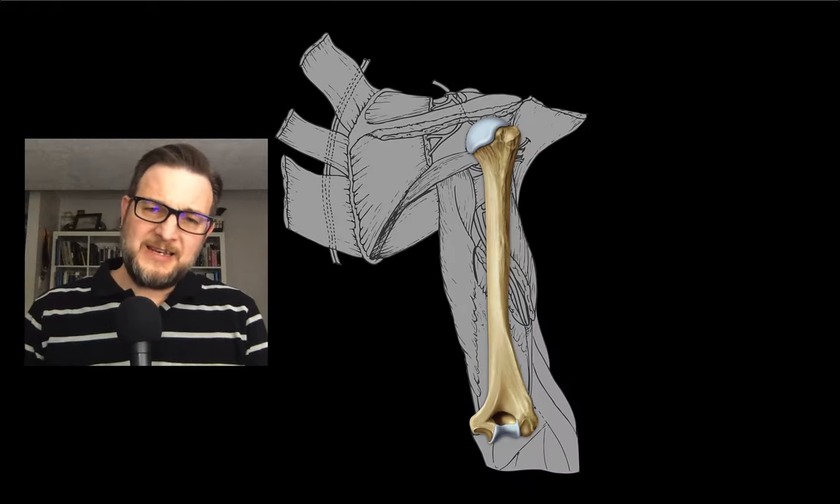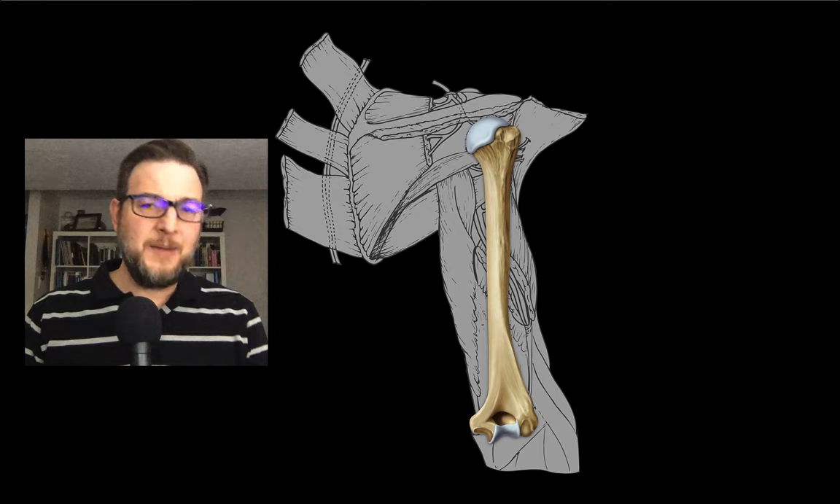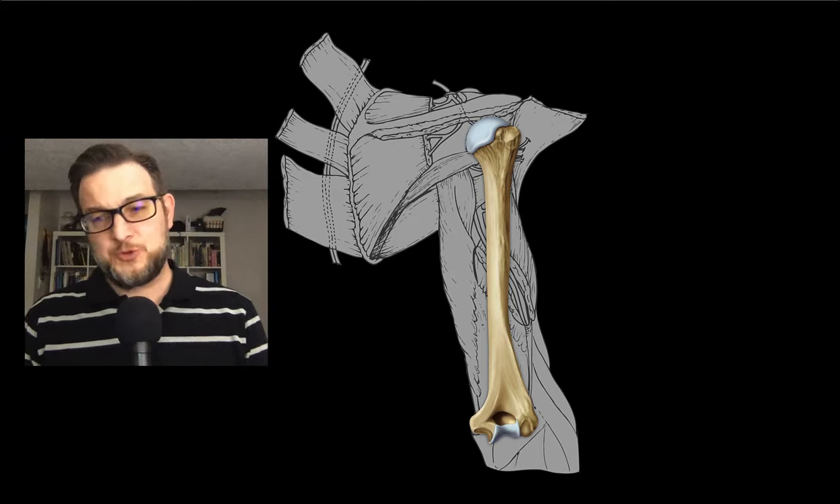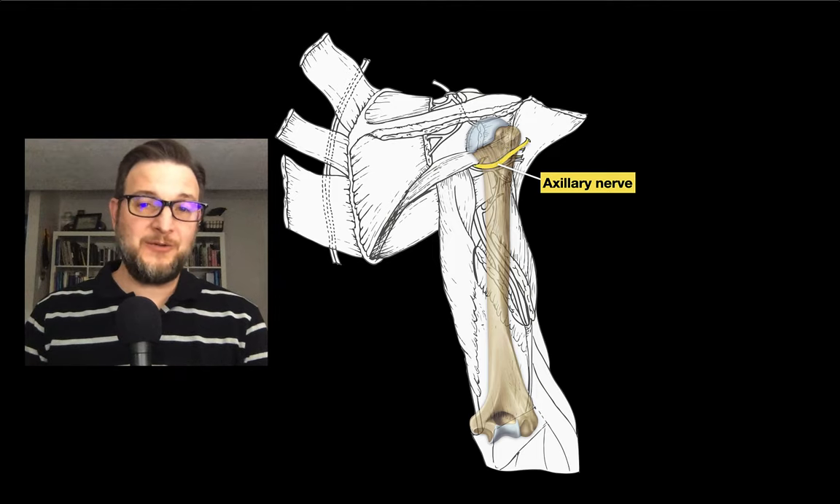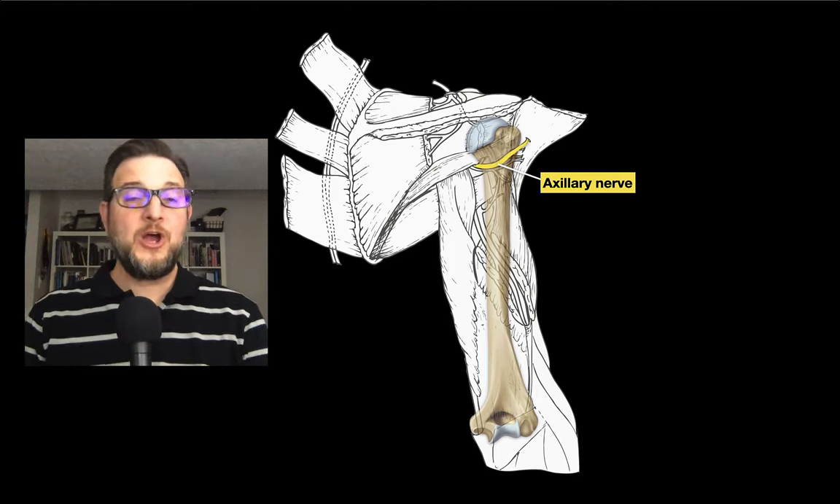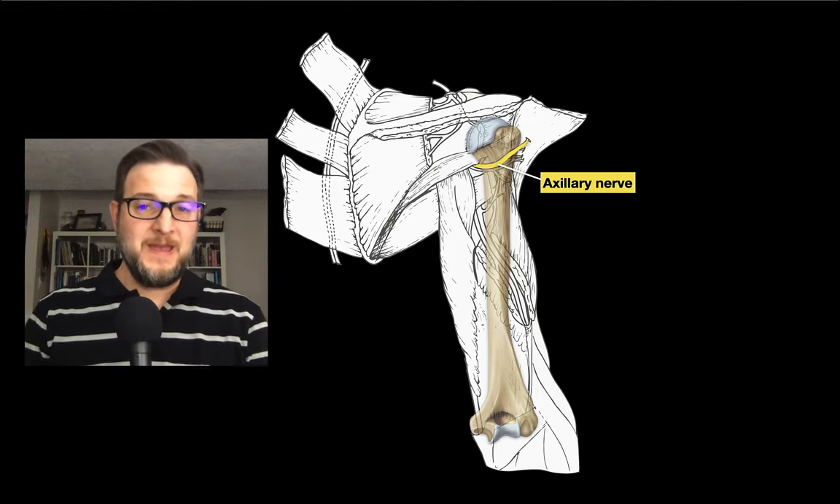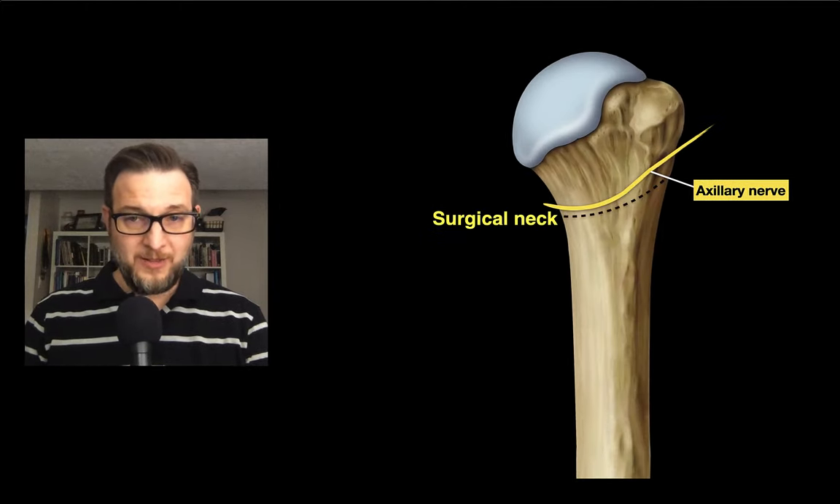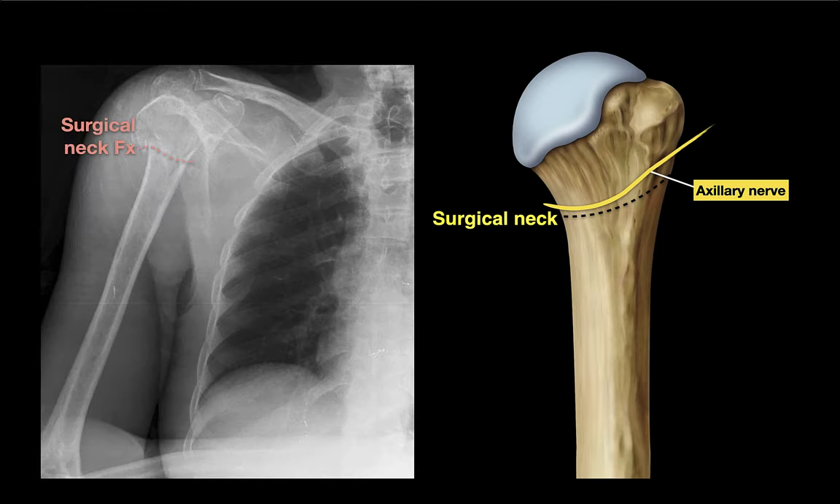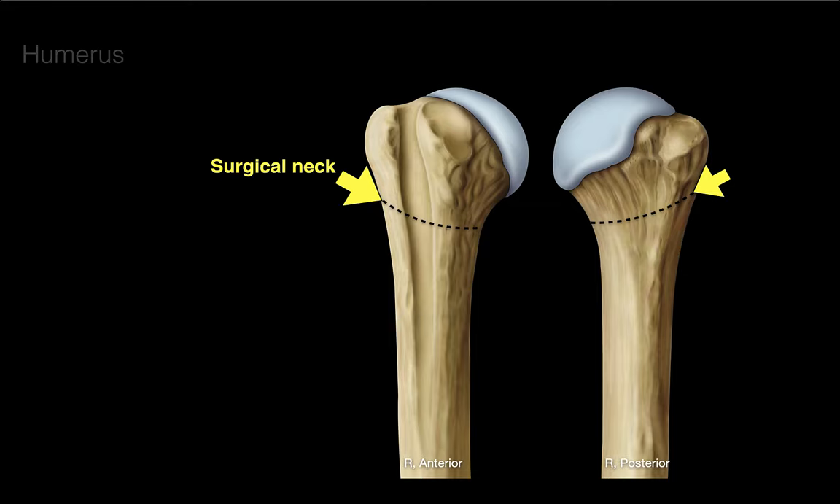And it's significant clinically because coming out of the quadrilateral space, there's a nerve called the axillary nerve as well as the posterior humeral circumflex artery. They wrap around the back of the surgical neck of the humerus right along there. Now, if you have a surgical neck fracture, like this x-ray is showing in the proximal humerus, the nerve most likely injured would be the axillary nerve.